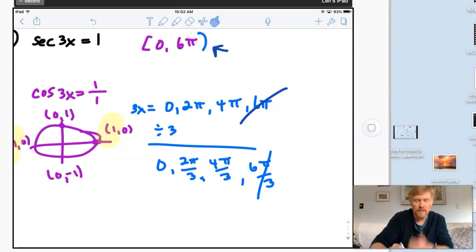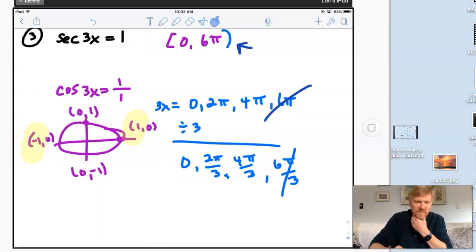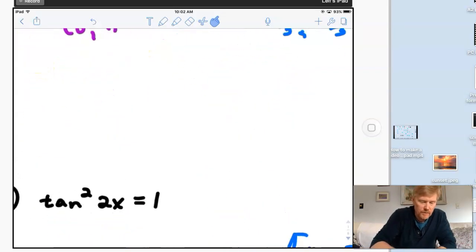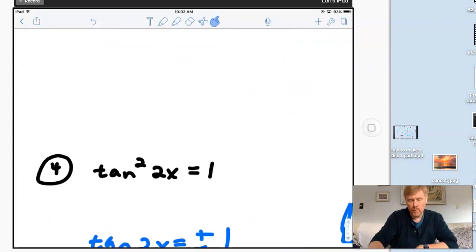Okay? So that one actually turned out to be a little shorter than some of the other ones because it was on the unit circle instead of being a 30, 60, 90 triangle, for example. Less answers, which was nice. Number 4, tangent squared. All right, so I'm going to do one of these squared ones. These end up having more answers.